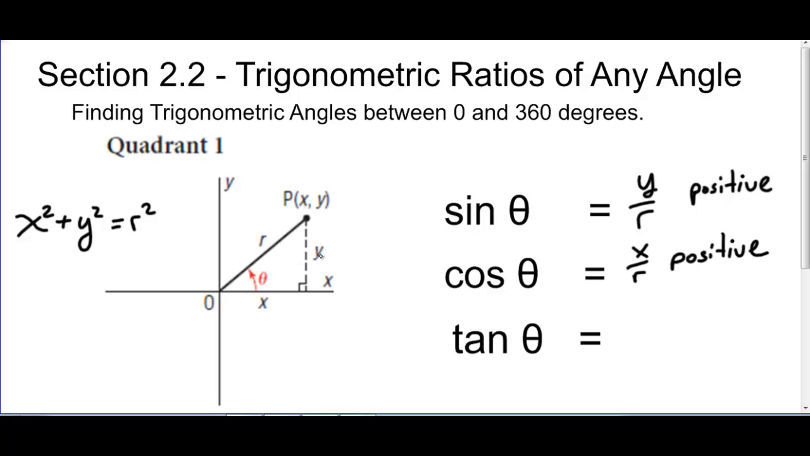Finally, for tangent, we've got opposite over adjacent, which is going to be y over x, which is going to be a positive value. So in this quadrant, all of our values are going to be positive. Sine, cosine, and tangent will all give us positive values.